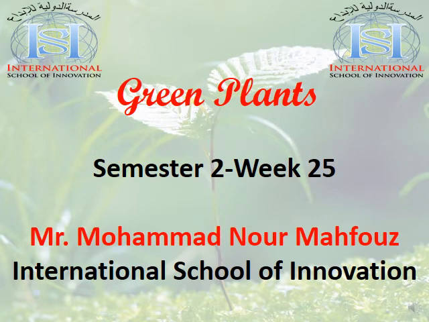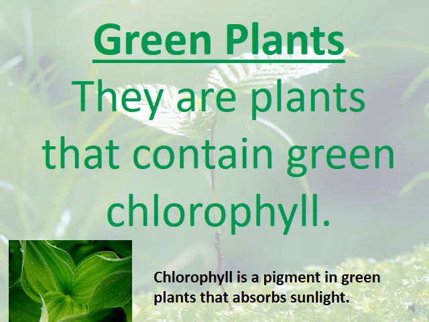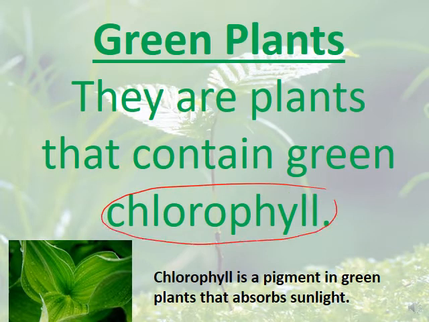Hello, grade 10 students. In this video, we're going to continue with our chapter about the green plants for this week, week 25. As we said before, the green plants are the plants that contain the pigment chlorophyll. Chlorophyll is the pigment in green plants that absorbs the sunlight and gives the green color of the leaves. Also, they are called chlorophyllic plants, while those that lack the pigment are classified as non-chlorophyllic plants.